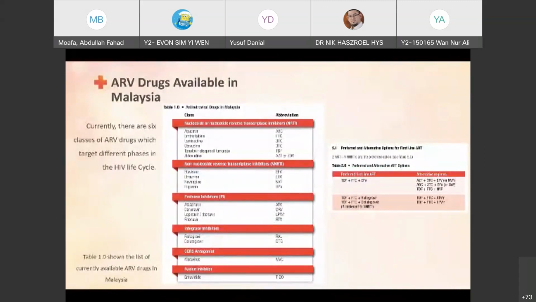They are nucleoside or nucleotide reverse transcriptase inhibitors such as abacavir, tenofovir, and lamivudine. For non-nucleoside reverse transcriptase inhibitors, NNRTIs, such as efavirenz and etravirine. For protease inhibitors, we have atazanavir and darunavir, and then integrase inhibitors such as raltegravir and dolutegravir. For CCR5 antagonist, we have maraviroc, and lastly, for fusion inhibitor, we have enfuvirtide.